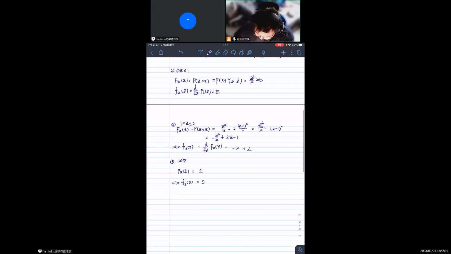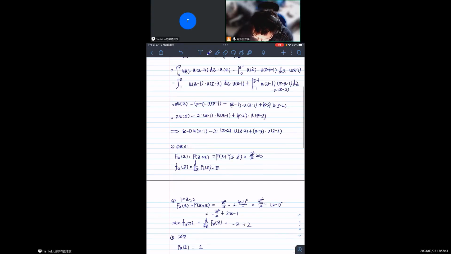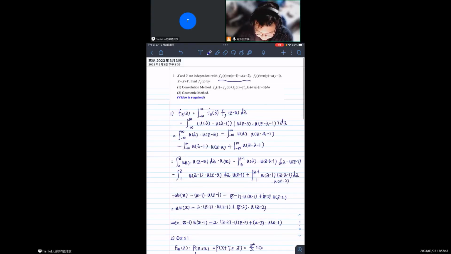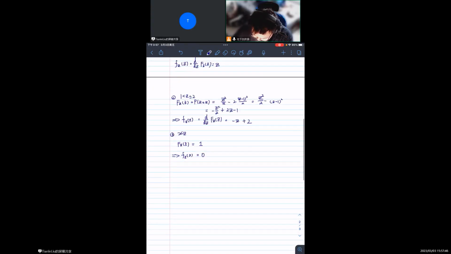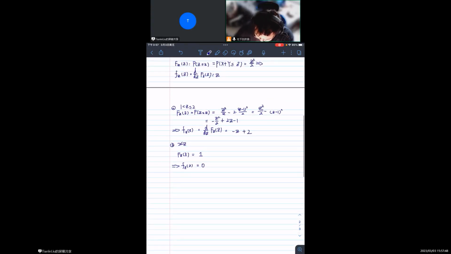Then we have the formula of the fx and fy. We bring it back into this formula, and we will get the same formula as the convolution method has, which is this one.